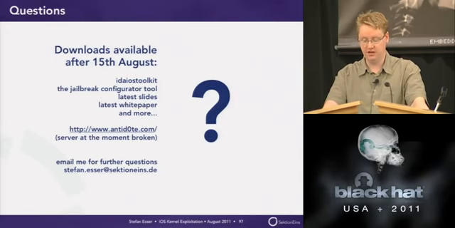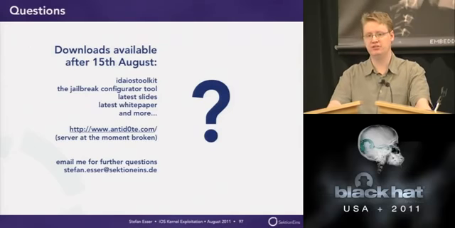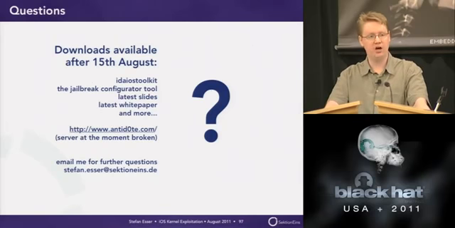I will finally release the IDA scripts that I used in the presentation from Singapore. I will release a jailbreak configuration tool that allows you to configure the jailbreak to disable only a few of the protections. This was requested by Charlie Miller because it makes exploiting on a jailbroken device more realistic. I will upload the latest slides because these slides are a little bit different from the ones that I submitted to BlackHat. I will also update the white paper. And some other things I will upload, like a description of the exploit, the source code of the untethered, and things like that. And you can get it at antid0te.com. The server is broken at the moment. If you want the slides before, just drop me an email. I can send it to you.